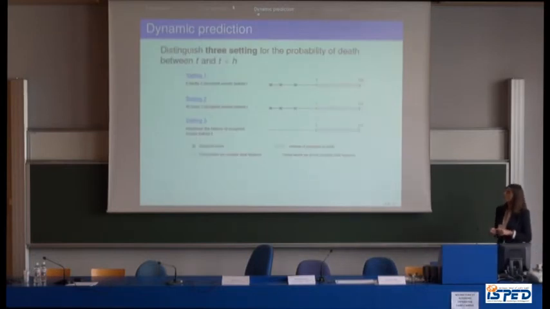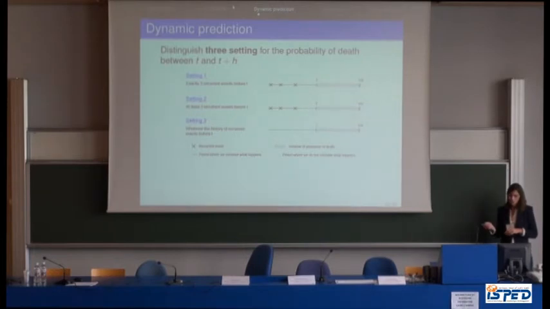So we have distinguished three settings for the probability of death between t and t plus h. In the first setting, we wanted to predict death between t and t plus h, given that the patient has developed exactly n recurrences before time t. In the second setting, which was more flexible, we wanted to estimate the probability of death between t and t plus h, given that the patient has developed at least n recurrent events. And in the last setting, we didn't take into account the history of recurrent events before time t. So it's close to a naive approach, which doesn't take into account the evolution of the patient toward recurrent events.